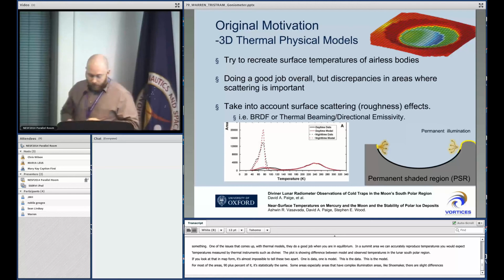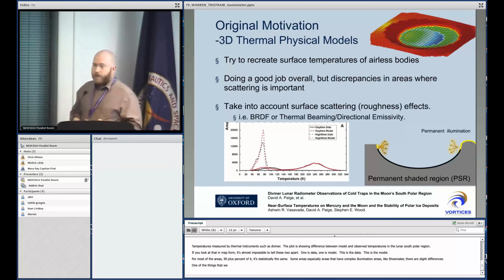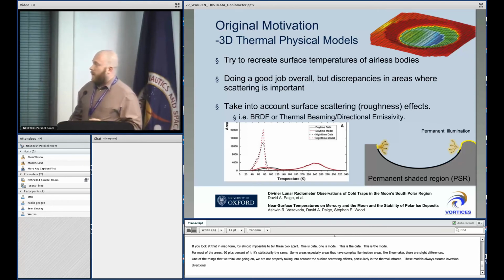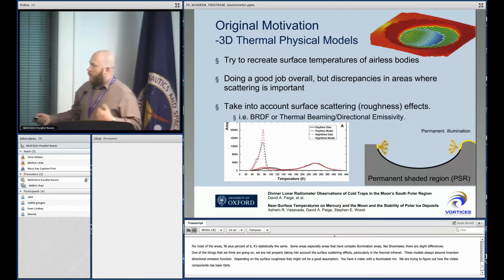And one of the things that we think is going on here is that we're not properly taking into account the surface scattering effects, particularly in the thermal infrared. So these models always assume a Lambertian directional emission function, and depending on what the surface roughness is, that might not be a good assumption. So here you have a crater where you have an illuminated rim, and we're trying to figure out how the visible component has been fairly well studied, but what is the thermal emission from these doing? And if it's not Lambertian, what is that function so we can include it in the model?